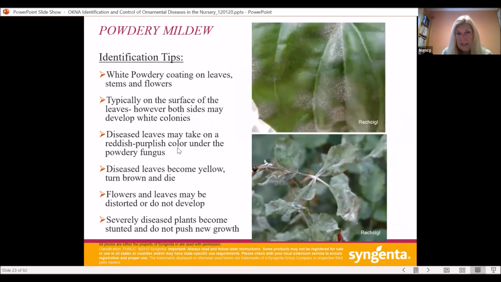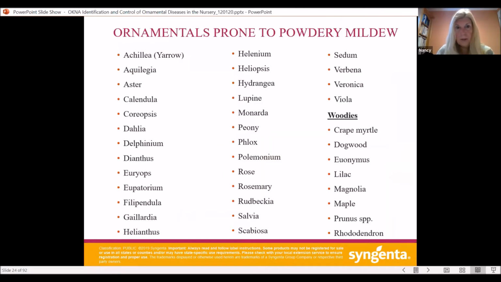And in some cases, it can really cause quite a bit of distortion if it's left to go and not controlled. The bottom picture over here is on rose, and you have a lot of leaf distortion and yellowing. The plants become stunted, don't grow properly. So it does usually need to be controlled.